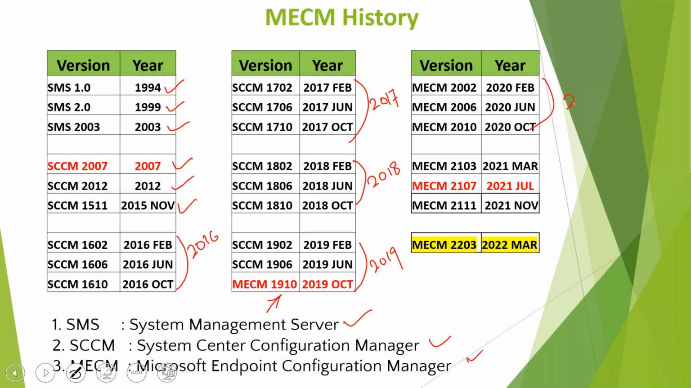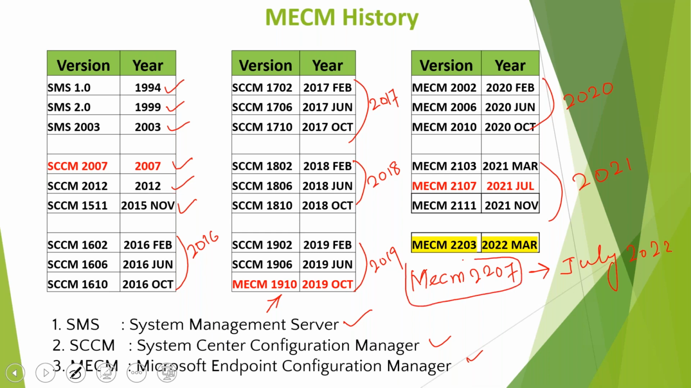Three versions were released in the year 2020, and three versions in 2021. This year they have released two versions so far: MECM 2203, and the latest and greatest version, MECM 2207, released in the month of July 2022. So this is the latest and greatest version of SCCM at the moment. These are the versions released by Microsoft.